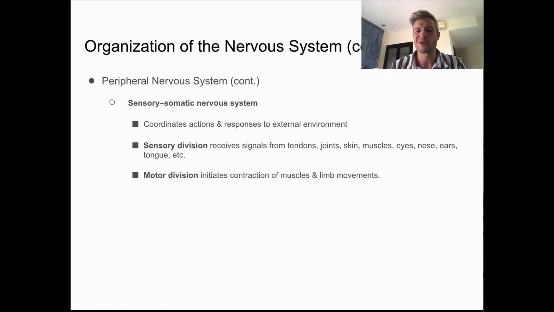Great, so we covered our organization of how the nervous system's set up in our bodies. Then we're going to start diving into how this recruitment of motor responses occurs, as well as how nerve conductions occur.